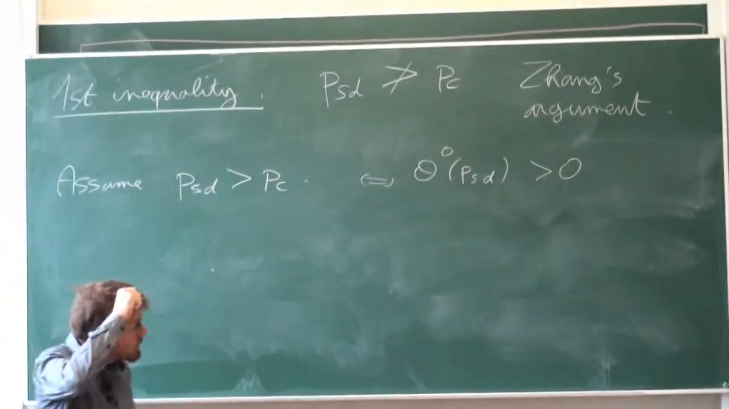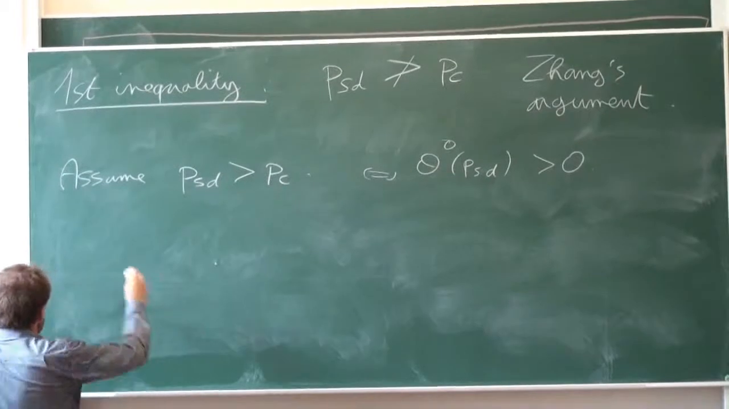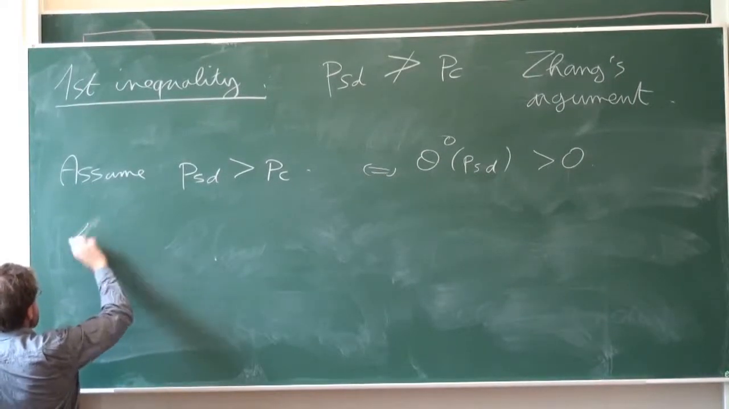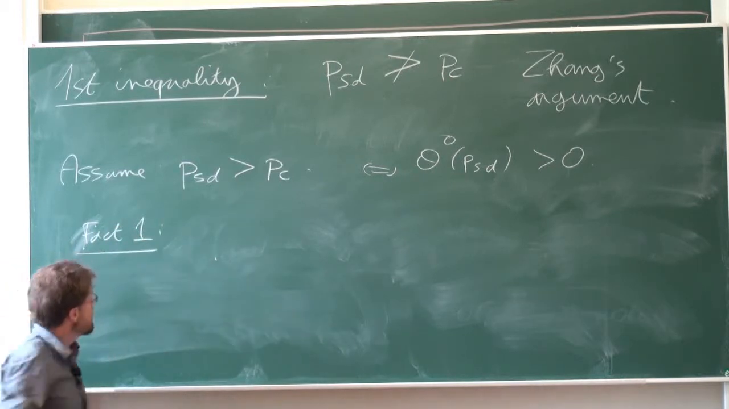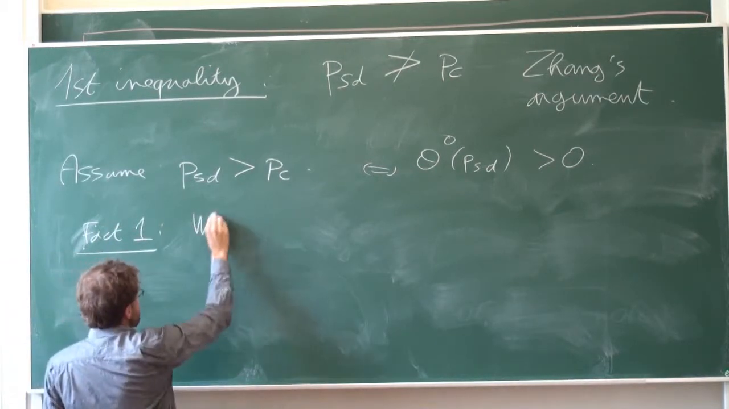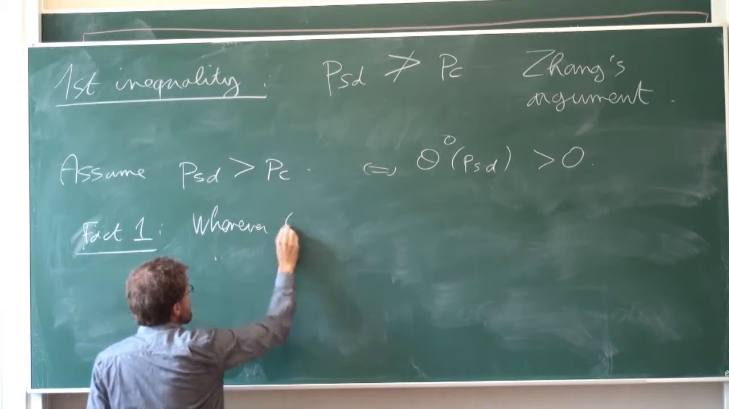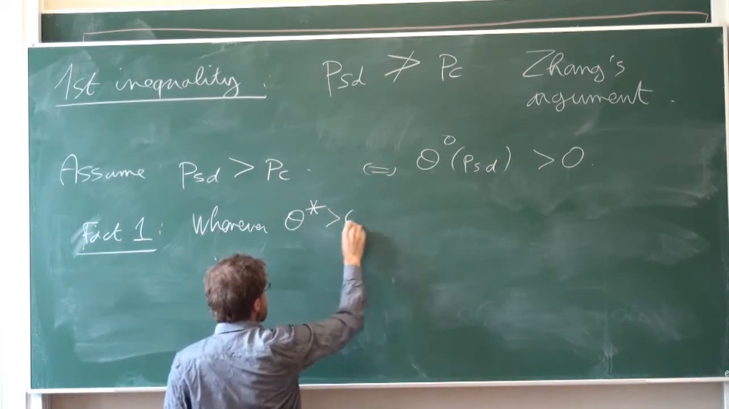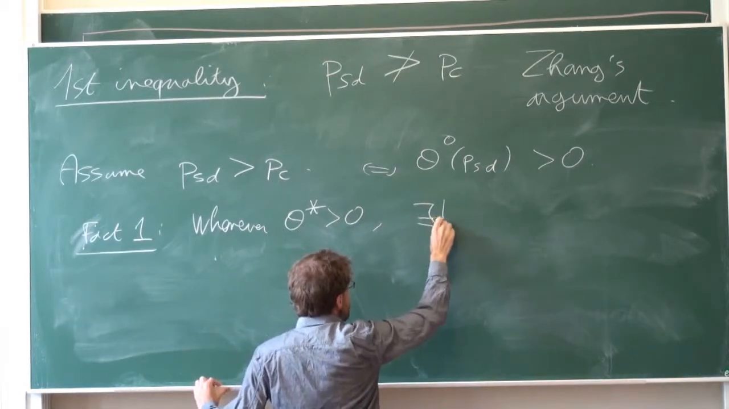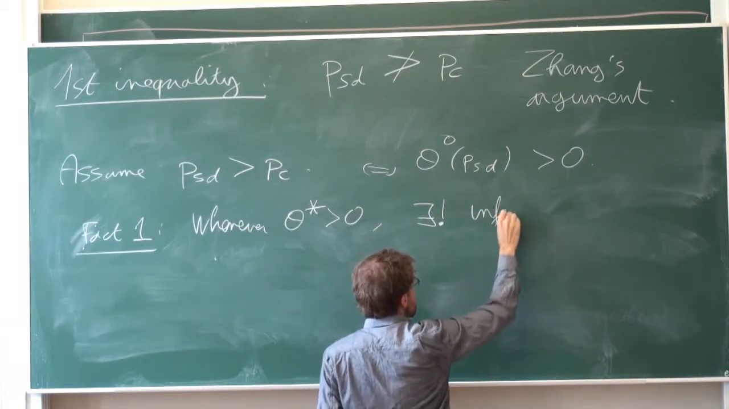So how do I do that? Well, the first fact, so fact 1, is that whenever theta of any boundary condition is positive, actually there is a unique infinite component.